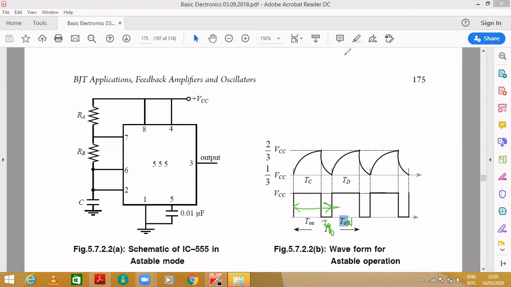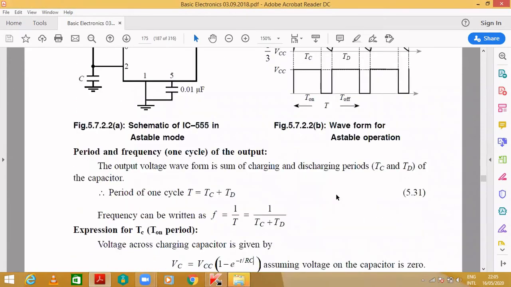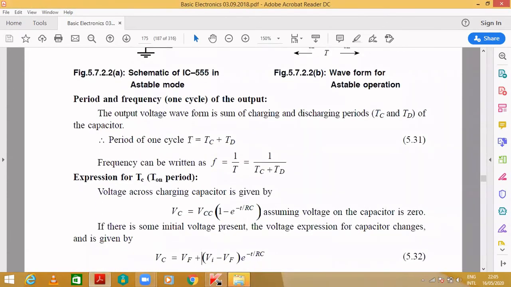So let's see what the charging time value is. I don't know the value of TC and TD, so let's derive the charging and discharging time. I already told you the period of one cycle: charging plus discharging is the total time period. So the frequency will be 1 over that time, always the reciprocal. Now, first we'll start with the charging time, that is the on period.